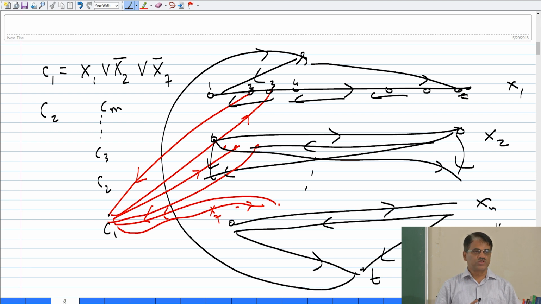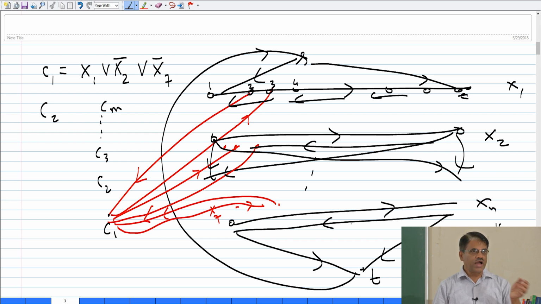So let's say x1 is 1, then what do I do? My Hamiltonian cycle will start from S and say, oh, x1 is 1, so I am going to traverse this path from left to right. And then I'll ask you what is x2? x2 is 0, then I'll come down and traverse x2 in this direction. x3 is 0, I'll come down again and traverse in this direction, and so on and so forth. But I have only traversed these paths, I have not traversed the CIs yet.